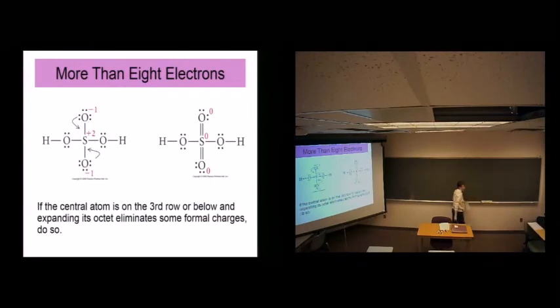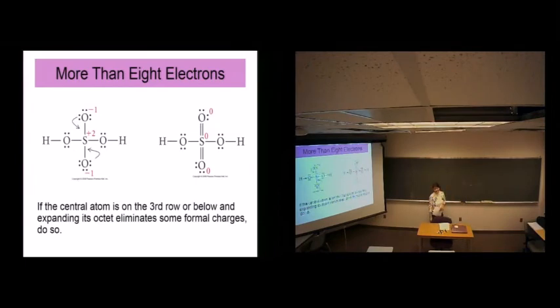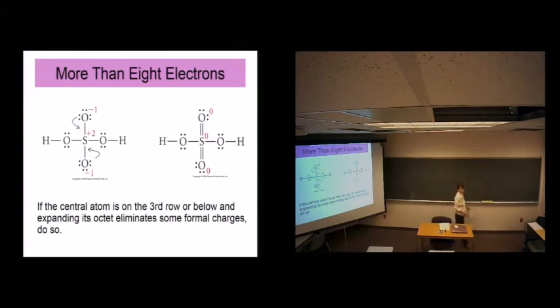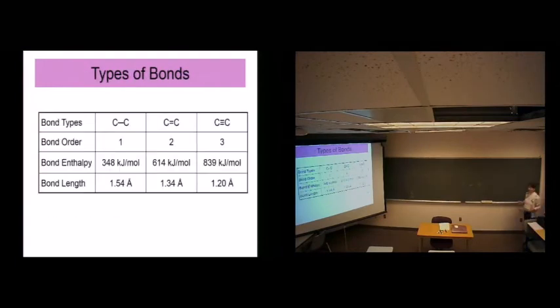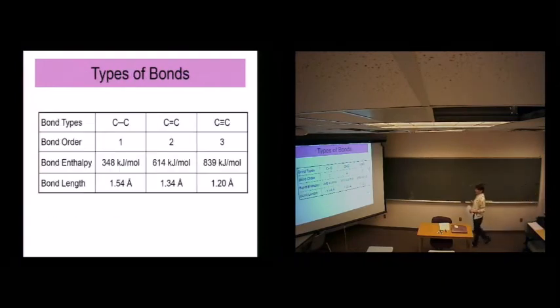And there you go. Did you get that? Okay, so now we can do more than an octet. We can do less than an octet. So we can do all those things. So we can draw our Lewis structures. Awesome!